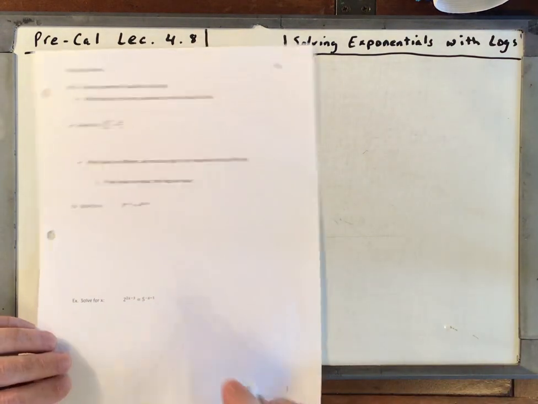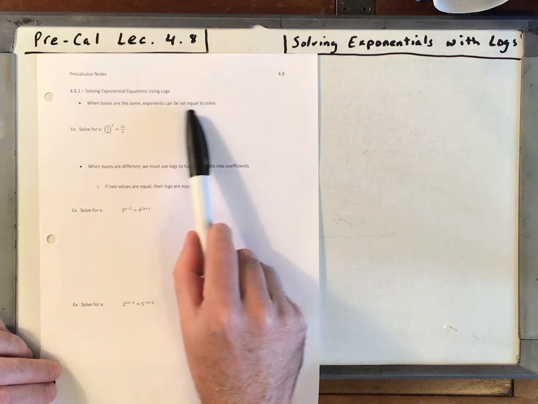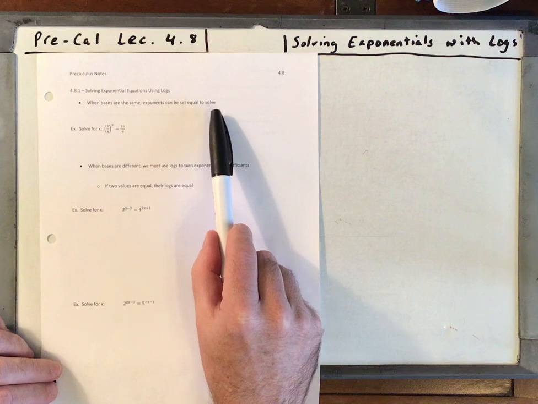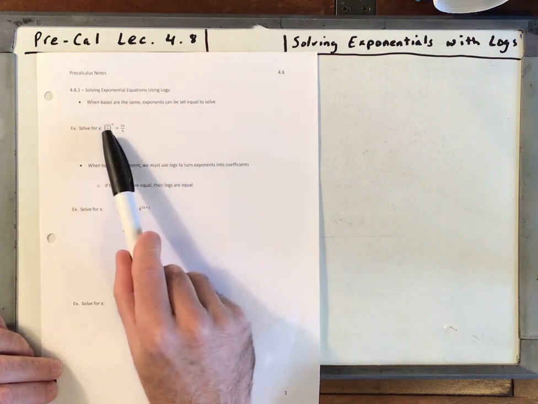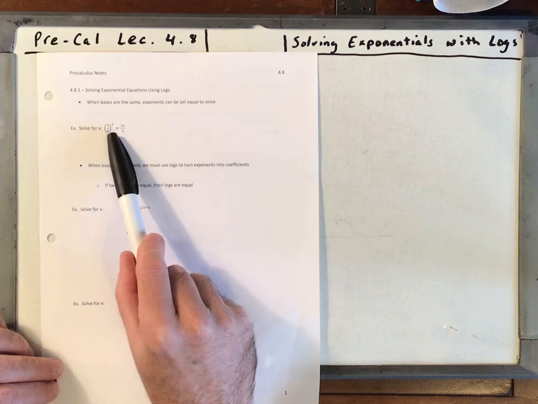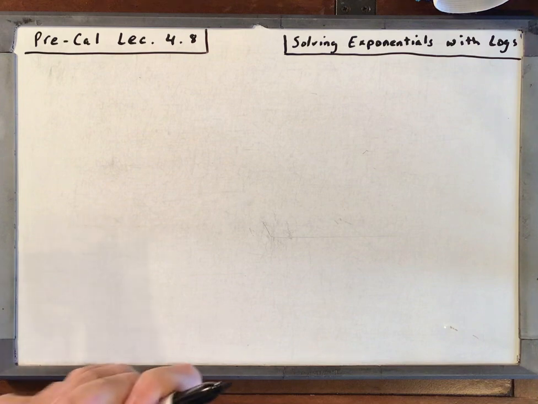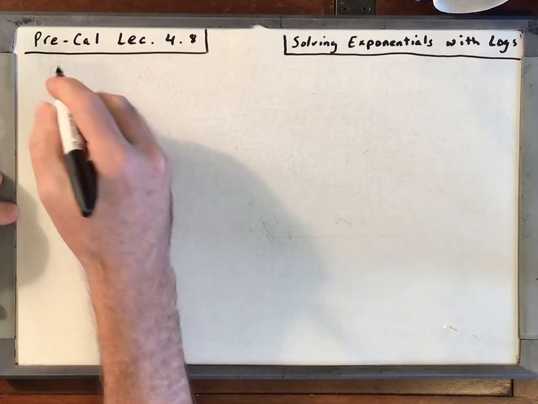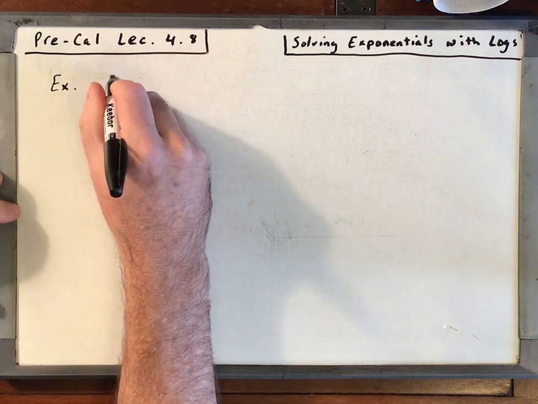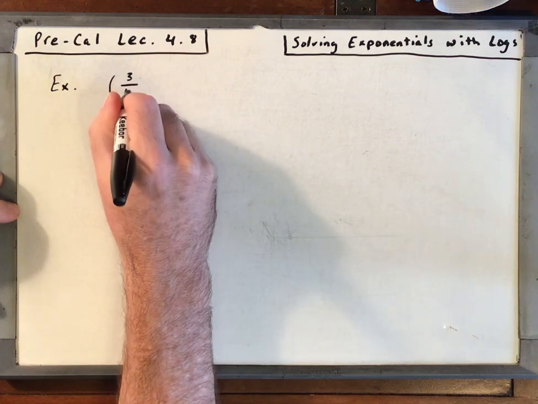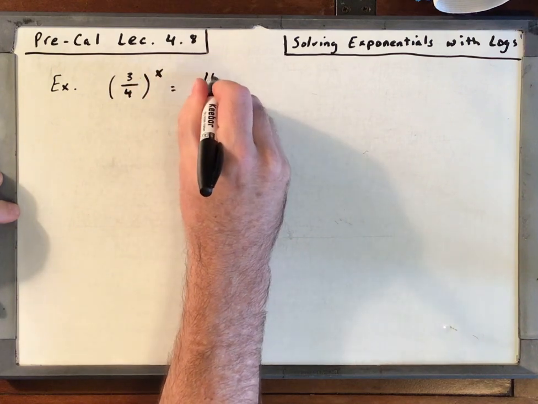Okay, so starting out at the top of the notes, when bases are the same, exponents can be set equal to solve. So this is what we were doing in the first semester. In solving an exponential equation, we wanted the bases to be the same, and then we could set the exponents equal to each other. So just to remind you how we did that, in our first example, let's say we have 3/4 to the x power is equal to 16 over 9.